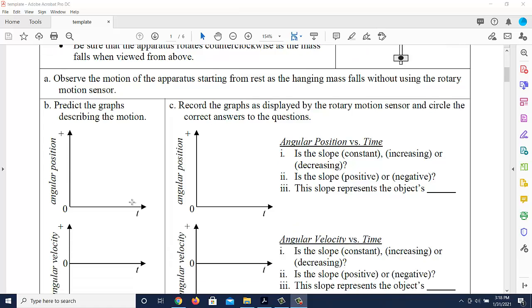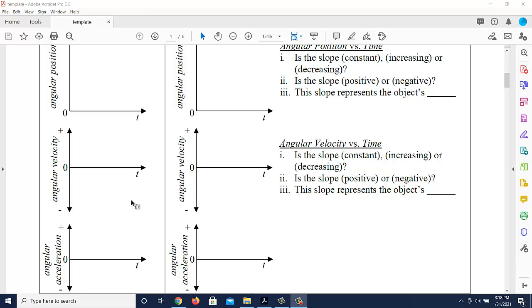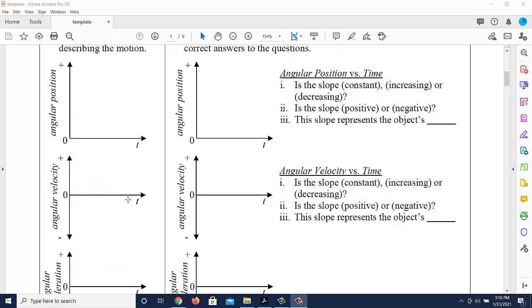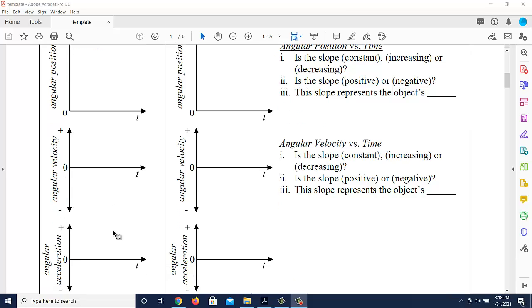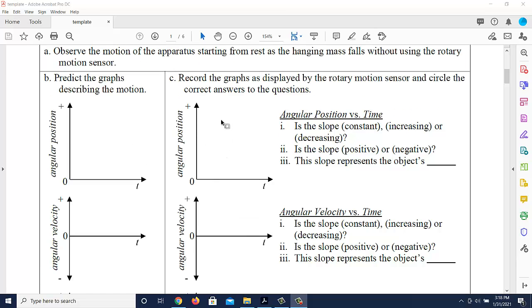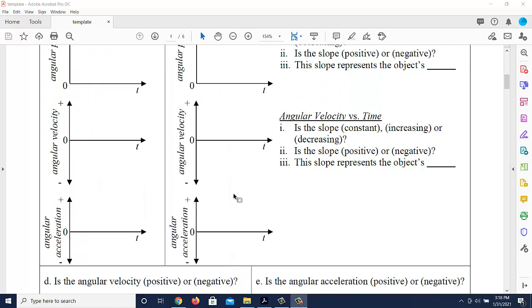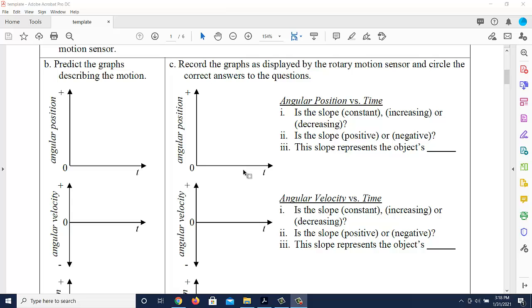Then, with your group, try to make a prediction. And actually try this. The point is not to get done super fast. The point is to learn. So what do you think the angular position, angular velocity, and angular acceleration graphs are going to look like? And then second, you're going to run it, and you're going to see what they actually look like. If they match, great. Hopefully by the time you're done with this, you'll be much better at graphing these uniform angular accelerated motions.